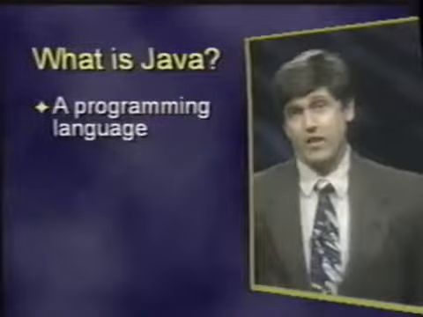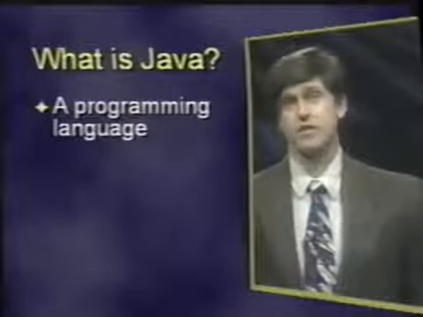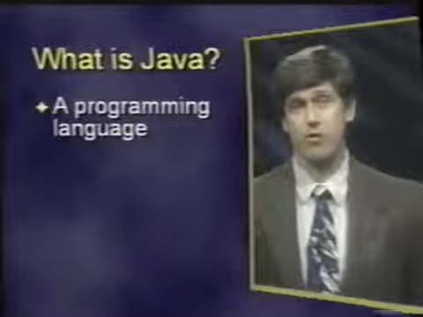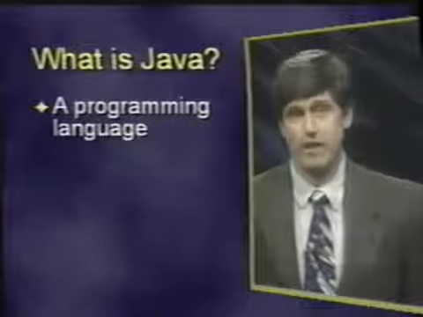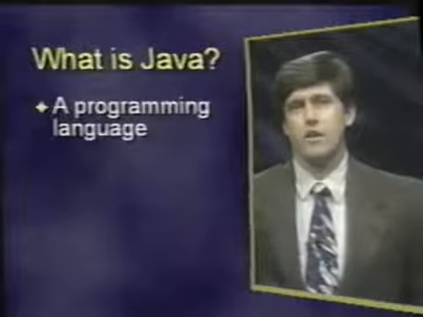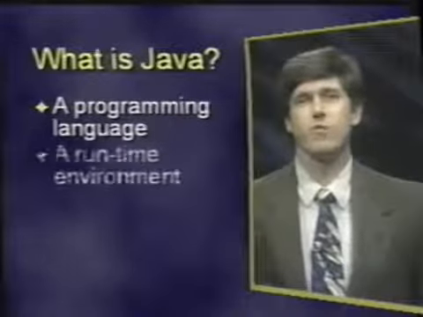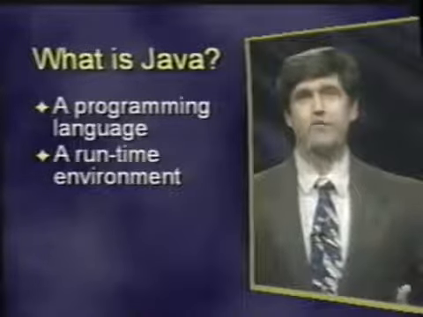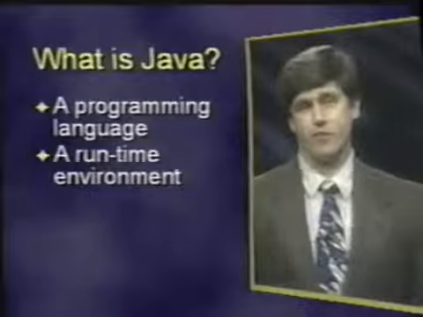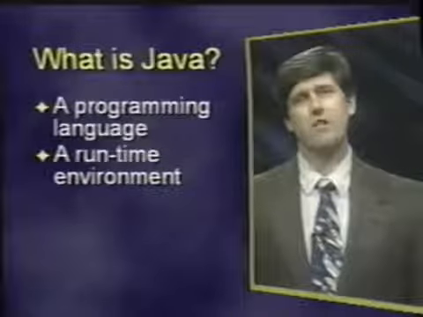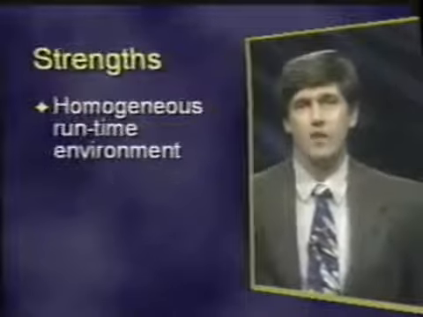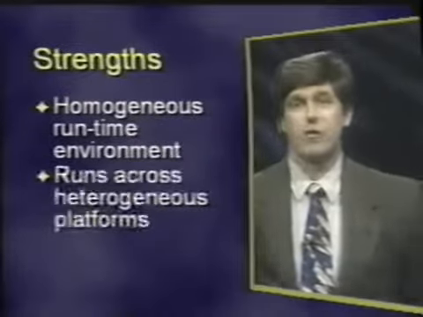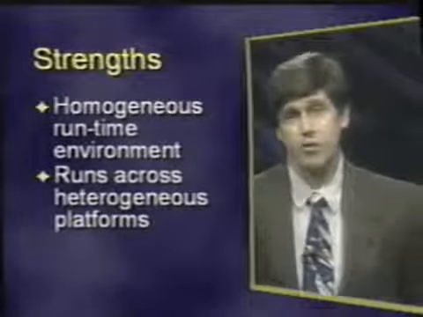First of all, Java can be explained in two parts. There's Java the language, which in and of itself is just a programming language. It's a very nice one. It's simple and powerful, but essentially it's a programming language. What really makes Java interesting and unique is the Java runtime environment, which allows you to run code that was created from this Java source code on a number of different machines. So one of the strengths is you have a homogeneous runtime environment that's running across a heterogeneous platform, or a lot of different types of computers.